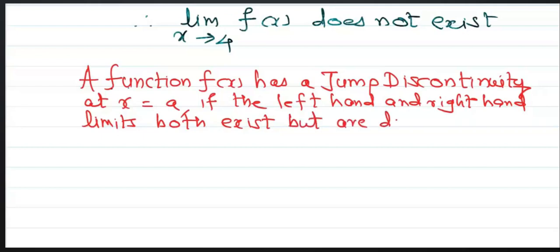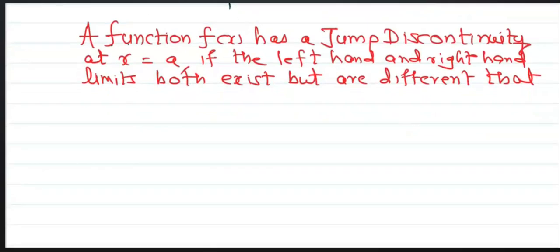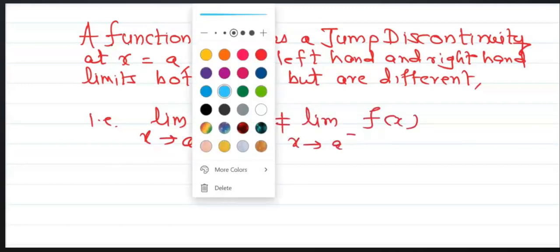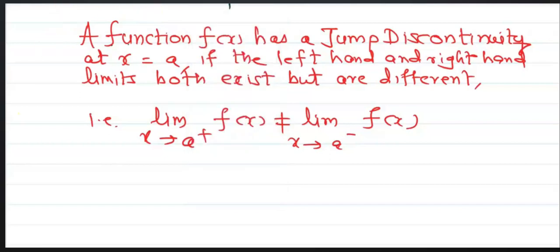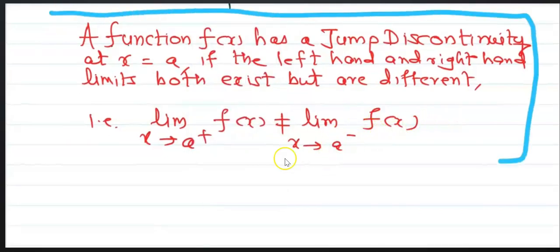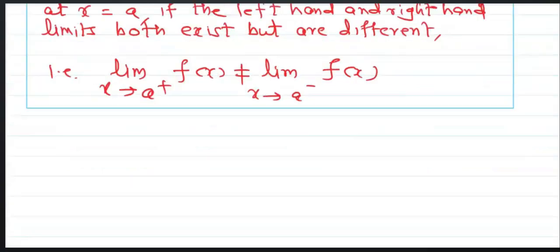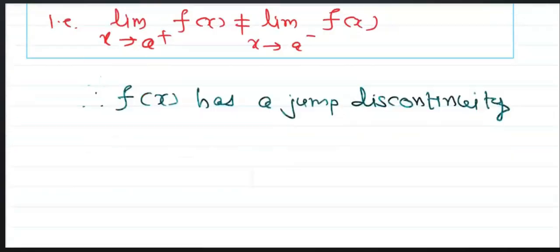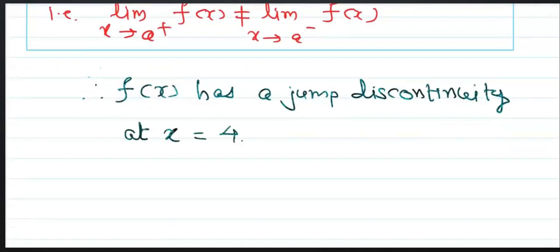Both exist but both are different. That is limit x tends to a plus f of x is not equal to limit x tends to a minus, that is the left hand side limit. Therefore f of x has jump discontinuity at x is equal to 4.